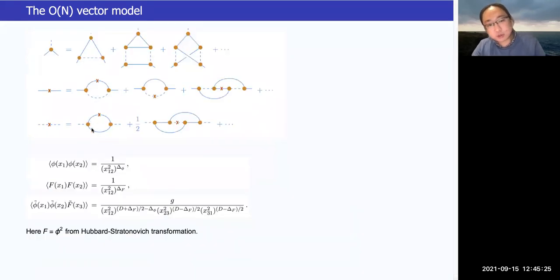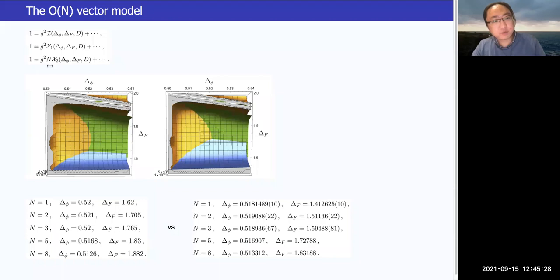And because there is a phi loop here, there is a factor of n apparent here. What I'm plotting here is in the delta phi and delta F plane. The yellow one is chi1, the one for phi, and this blue one is the one for F, and this green one is the I function. And for them to have a solution, they have to be equal to each other, essentially. So the joint point is at this point.